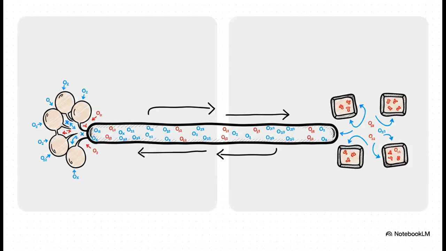And check this out. Diffusion is a two-way street that's happening in two different places. In the lungs, you could call it pickup time. We're loading up the blood with oxygen and dropping off the carbon dioxide waste. But then, out in the tissues, it's delivery time. The blood drops off that precious oxygen to the cells that need it and picks up their CO2 waste to take back to the lungs.